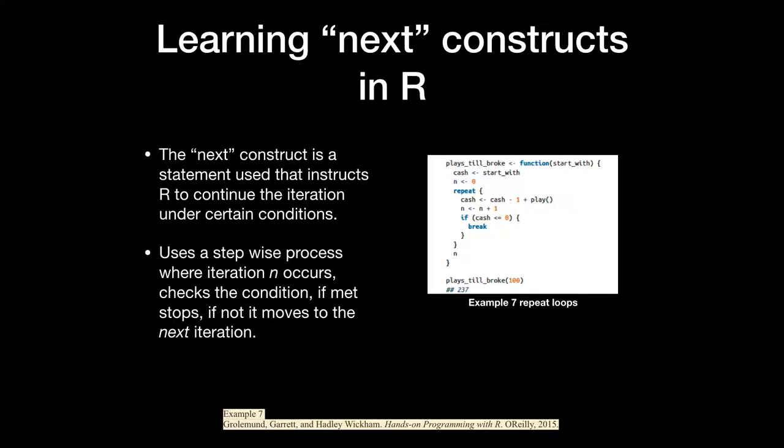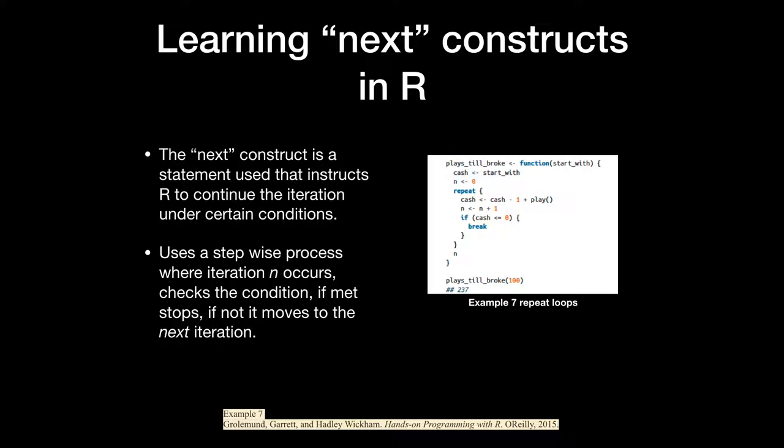Now, one more concept that I want to cover before ending is the next construct. It is a statement that instructs R to continue the iteration under certain conditions. It uses a stepwise process where iteration N occurs, and it checks the condition. If met, it stops. If not, it moves to the next iteration.